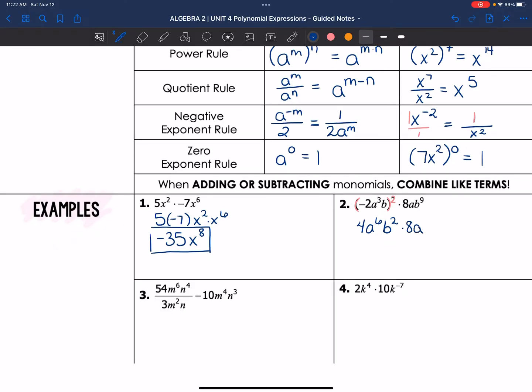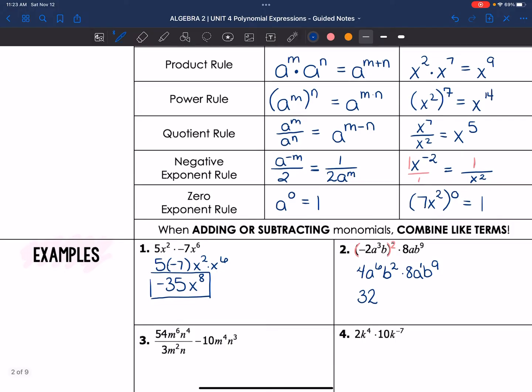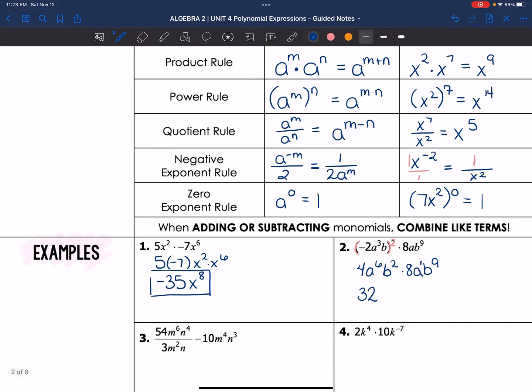Then that is being multiplied with 8ab to the 9th. Like we did before, we're going to want to multiply the number portion, the 4 and the 8, which is 32. I have a to the 6th being multiplied with a to the 1st, and so that is once again an example of our product rule. I need to take a and add those exponents, so it is a to the 7th. Again, my application of the product rule, because I have b squared and b to the 9th, that simplifies to b to the 11th.